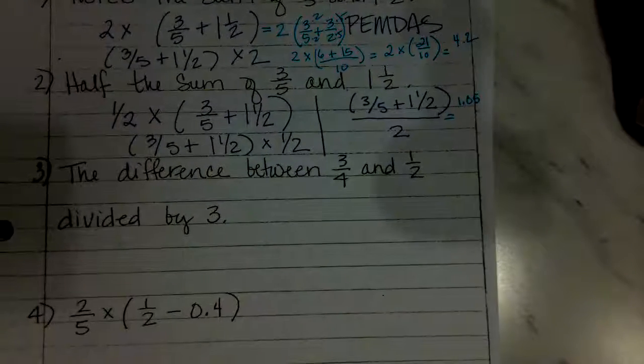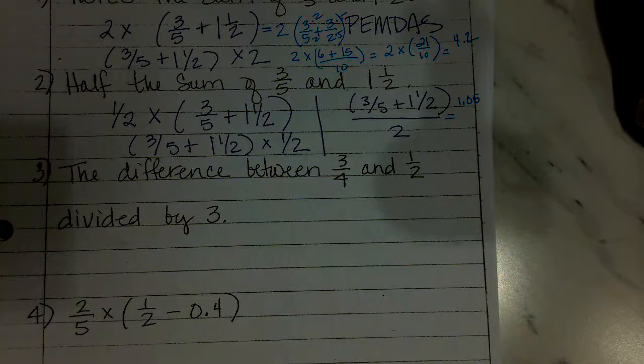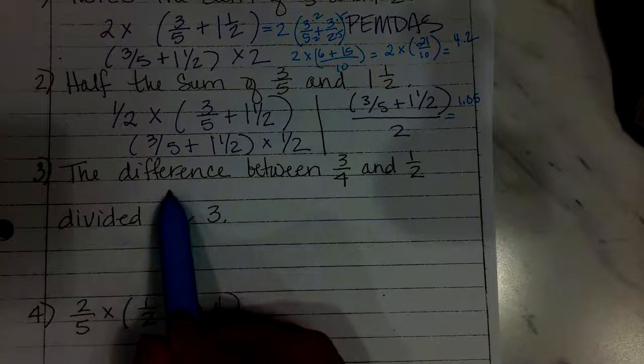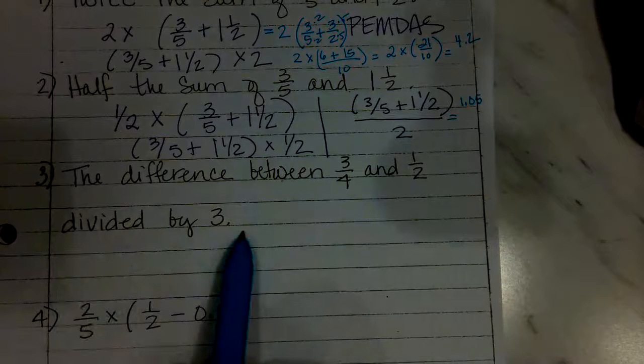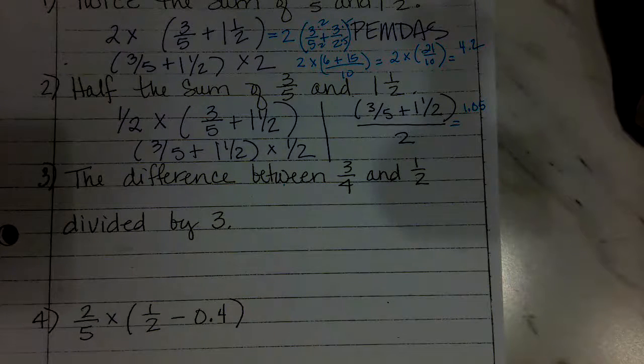All right, now let's go to problem 3. The difference between 3/4 and a half divided by 3. Read that again. The difference between 3/4 and a half divided by 3. All right, so what do we know about this expression? What is happening in this expression?